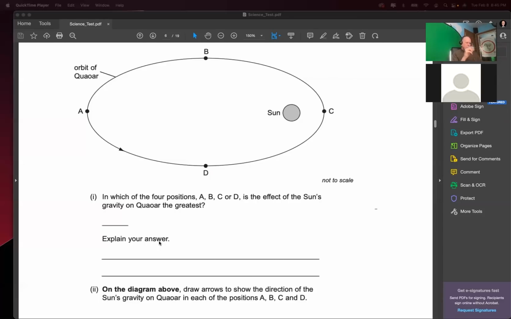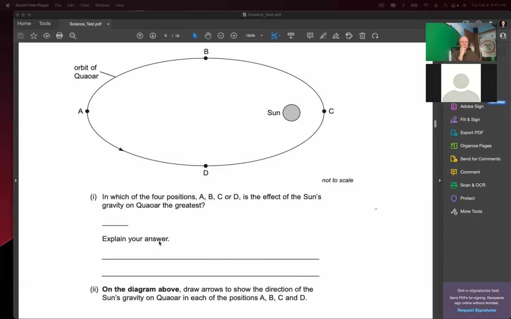At which position, A, B, C, or D, is Quasar traveling the most slowly? And then why? I guess that would be A. And you could say that's the point where it has the most potential energy. So it's lost all of its energy and motion. And so it's traveling the slowest there.